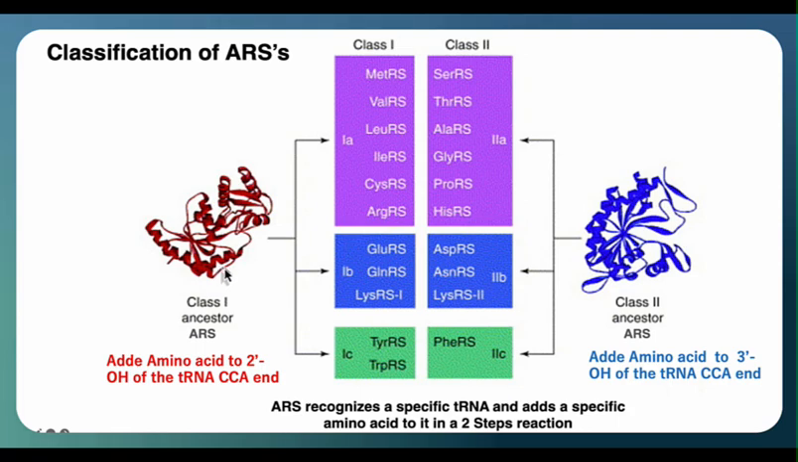In other words, they have the activity of attaching amino acids to the 2' hydroxyl group of the ribose. On the other hand, those listed here are Class 2 ARSs, which attach amino acids to the 3' hydroxyl group of the ribose. It is known that the reaction in which an ARS recognizes a specific transfer RNA and attaches a specific amino acid occurs in two steps. Next, I will explain this reaction.